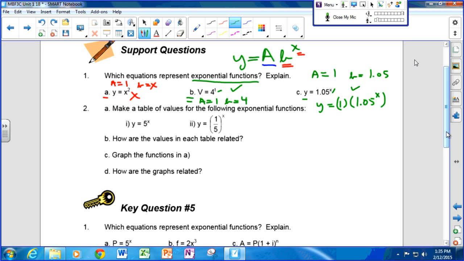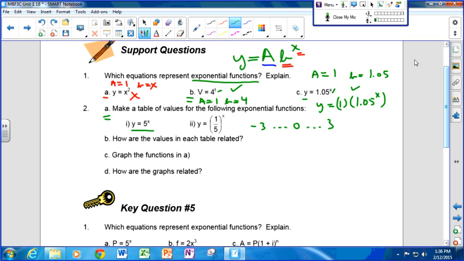All right, so question 2a, they're going to ask you to do a table of values, y equals 5 to the power x, and then y equals 1 over 5 to the power of x. Remembering what happened when we did the one with 2.5, you might be able to take a little shortcut there if you're going to make that table of values. And again, I'd suggest -3, all the way up to 3.